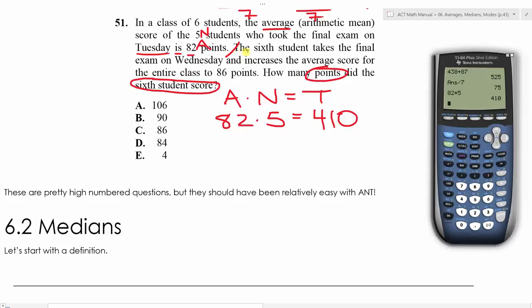Now, the next phrase says when we add a 6th student in to this group of 5, that 6th student increases the average for the whole class of 6 to 86 points.